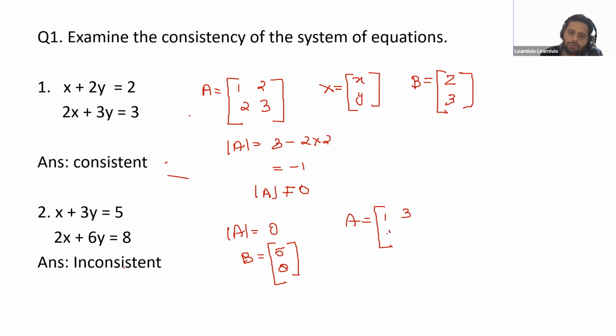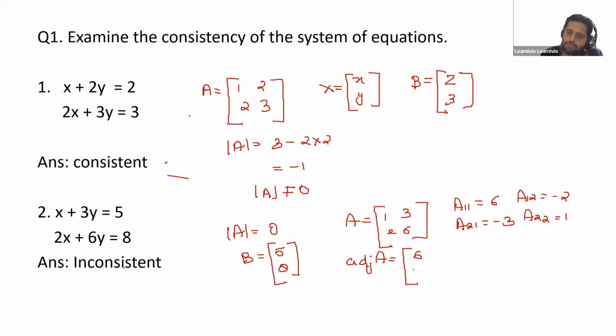1, 3, 2, 6. Next, find A11. This is 6, A12. This is -2, A21. This is -3, A22. This is 1. Now, adjoint of A will be equal to 6, -2, -3 and 1. Okay, I'm writing the values directly.